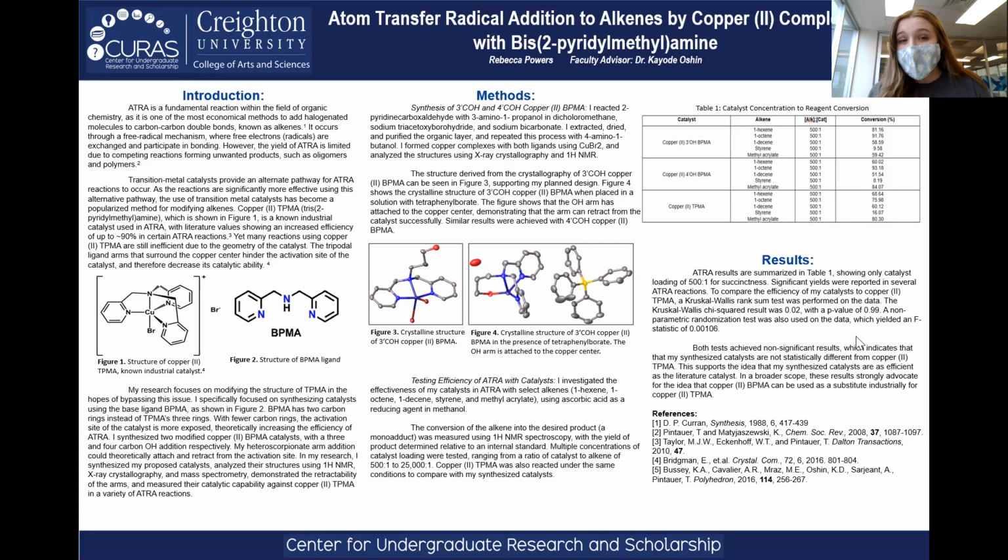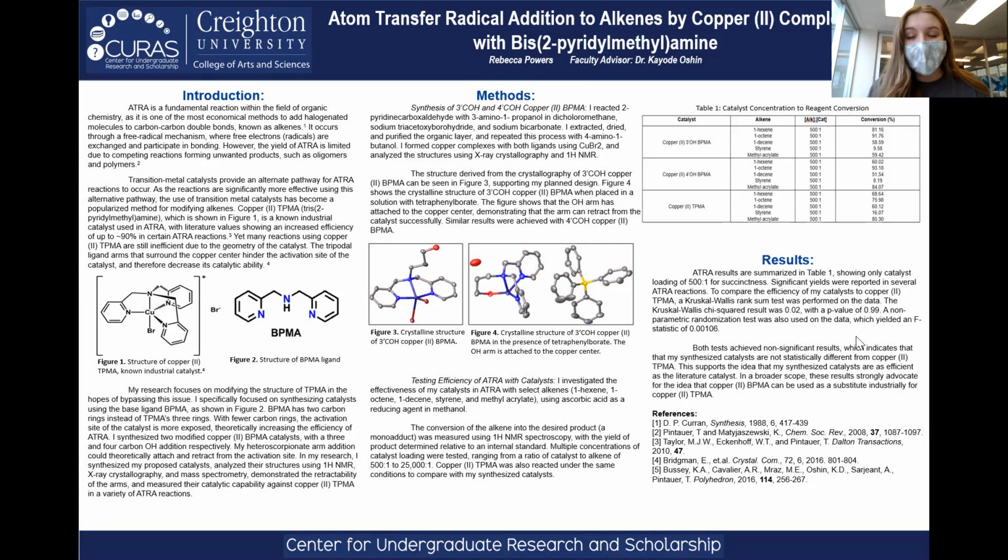And TPMA is used industrially quite a bit to speed up these reactions. And by speeding up these reactions, we get more efficient reactions, and also we produce less chemical waste. So these catalysts are very, very essential for industry purposes. However, TPMA is not a perfect catalyst. We still are not getting 100% efficiency in a lot of reactions. And in fact, in certain ATRA reactions, we're only getting about 20 to 30% efficiency.